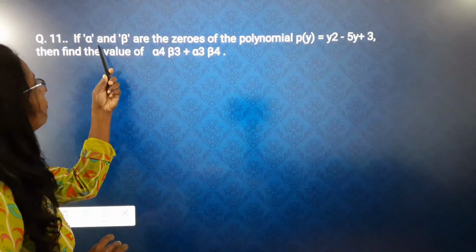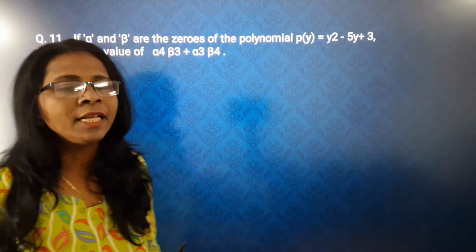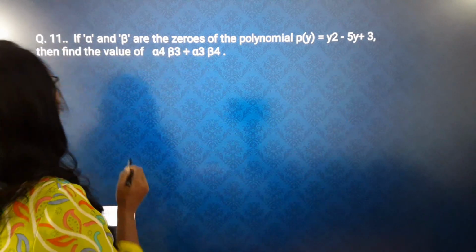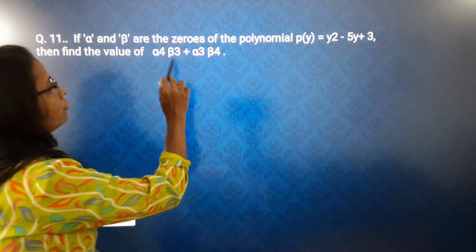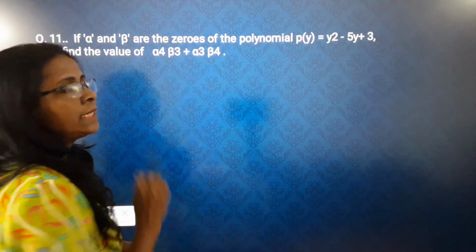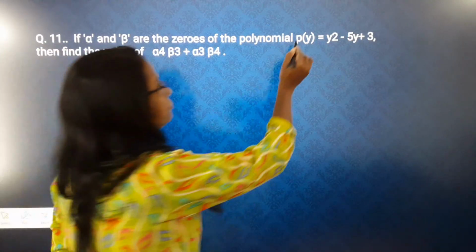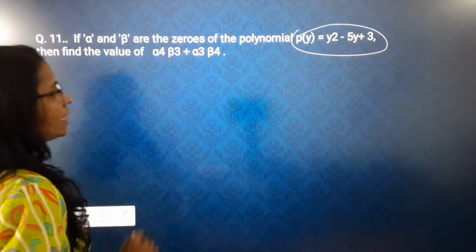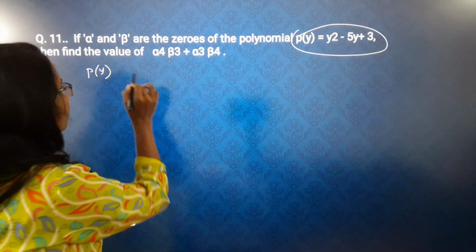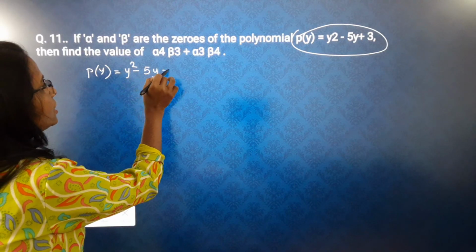And if alpha and beta are the zeros of the polynomial p of y equals y squared minus 5y plus 3, then find the value of alpha raised to 4 beta cubed plus alpha cubed beta raised to 4. So let us see. First, write down the given polynomial, p of y equals y squared minus 5y plus 3.